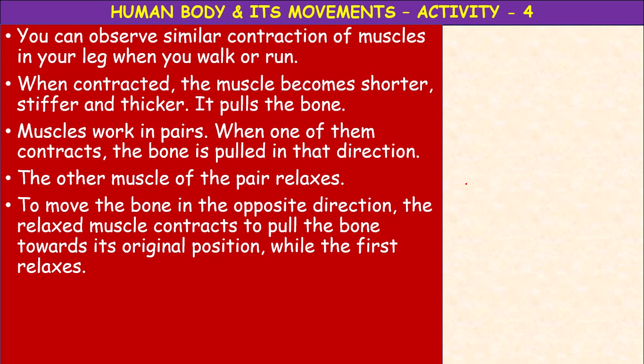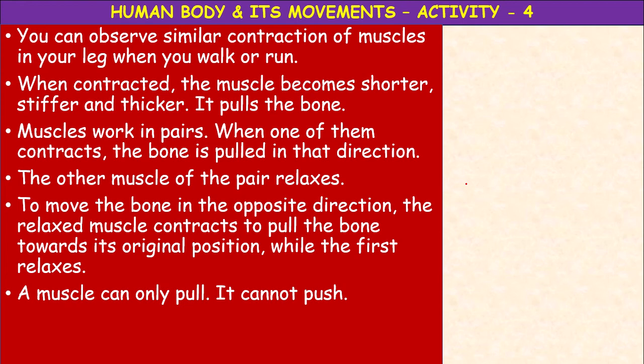When one muscle relaxes, the other will contract. That contracted muscle will pull the bone in that particular direction, while the other muscle relaxes. Like that, the muscles work in pairs. The mechanism of working of the muscle is contraction and relaxation. When it contracts, the muscle pulls the bone. When it relaxes, it releases.